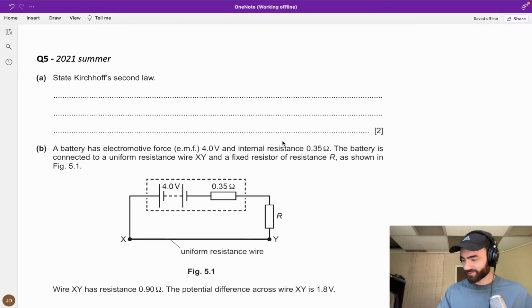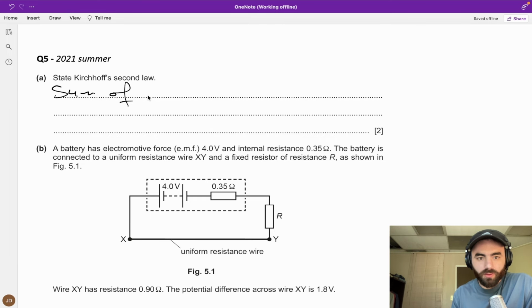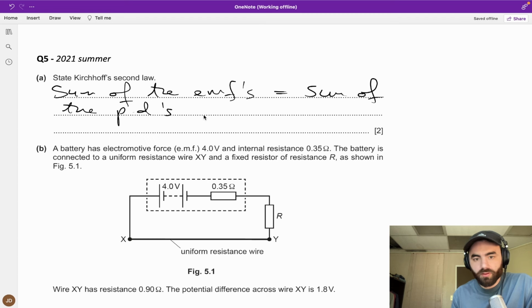All right, last one. State Kirchhoff's law. Kirchhoff's second law is the sum of the EMFs equals the sum of the potential differences around a closed circuit.